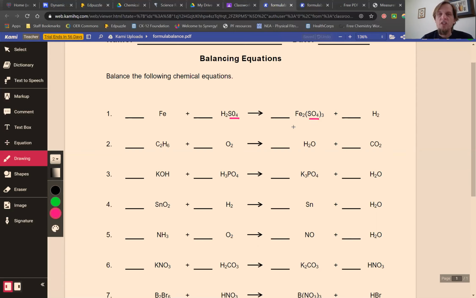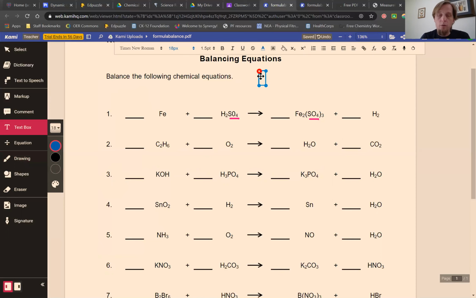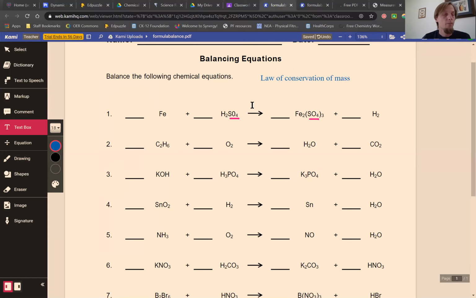So what we want is the same number of atoms on each side of the equation. And this is what we're trying to maintain here and obey, the law of conservation. It's a law of conservation, in this case, of matter or of mass, okay? Law of conservation of mass. This is used in a number of ways.